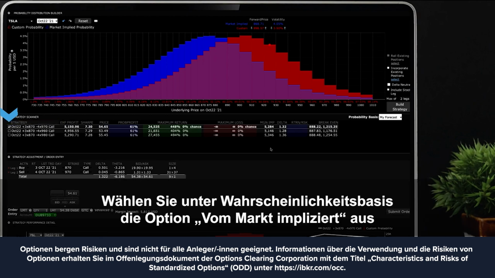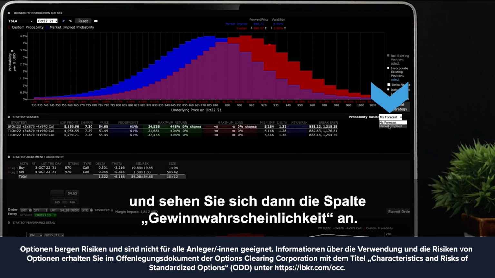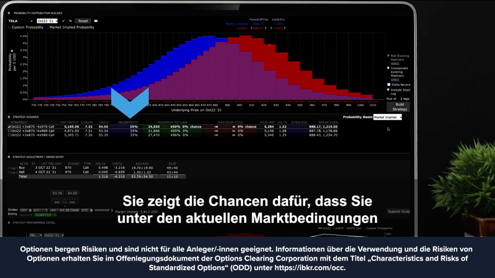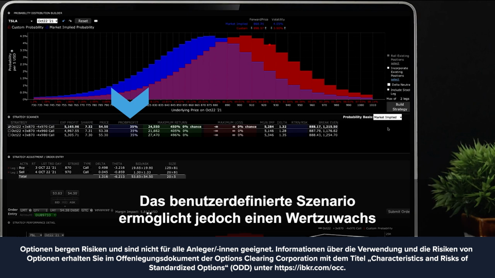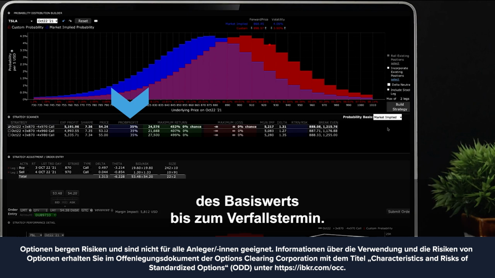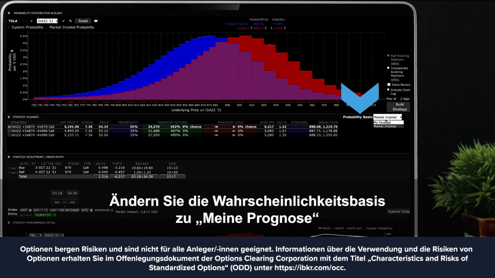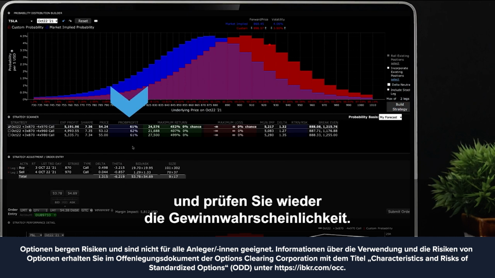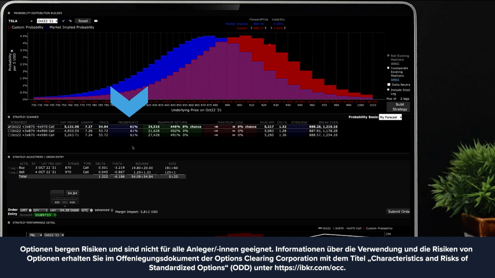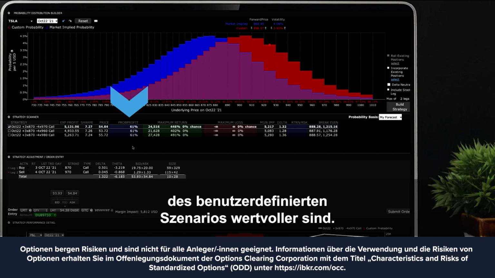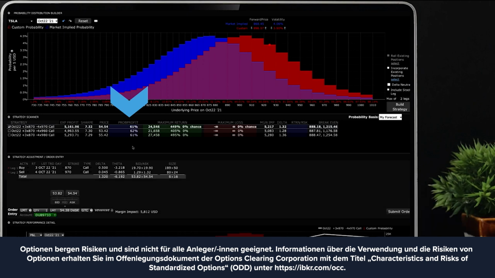With the probability basis drop-down menu set to Market Implied in the Strategy Scanner, look at the column marked Probability of Profit. This tells you the chance of making money from the returned option scenarios under current market conditions. However, the custom scenario allows for a gain in the value of the underlying through expiration. Change the probability basis to My Forecast and now check the probability of profit field. Under this scenario, the chance of profit is higher. The reason is that options are more valuable at the higher prices built into the custom scenario.